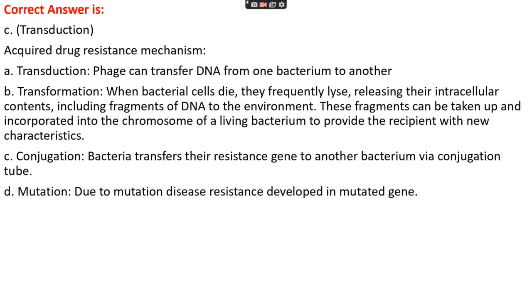Second is transformation. When bacterial cells die, they frequently lyse. Their intracellular contents are released, including fragments of DNA, into the environment, and these fragments can be taken up and incorporated into the chromosome of a living bacterium to provide the recipient with a new characteristic. The conjugation process involves the transfer of a resistance gene or DNA fragment to another bacterium via the conjugation tube, while mutation involves the transfer of the mutated resistance gene to another bacterium.